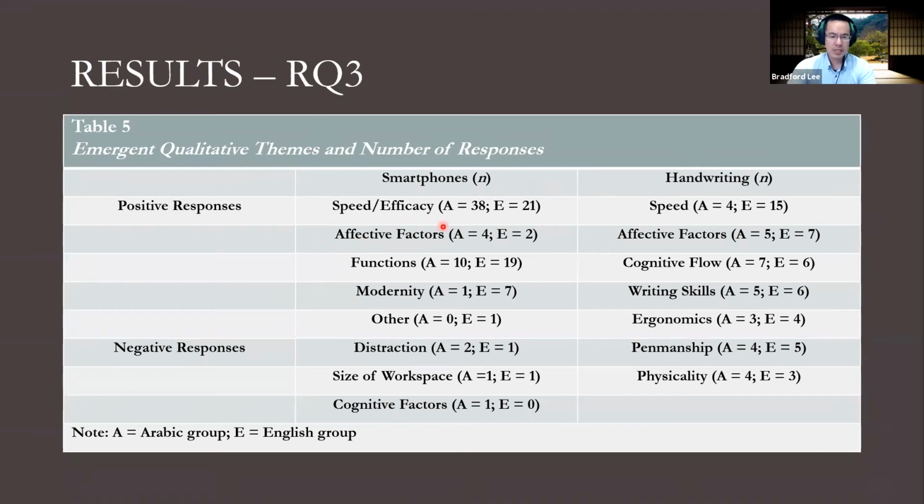Affective factors just means that they prefer their smartphone. They love their smartphone. Functions means, for example, spell checking. Some students said it's easier to save their data. It's easier to transfer their data if they want to email it to the teacher, or save it to the cloud or something. Students also cited modernity.